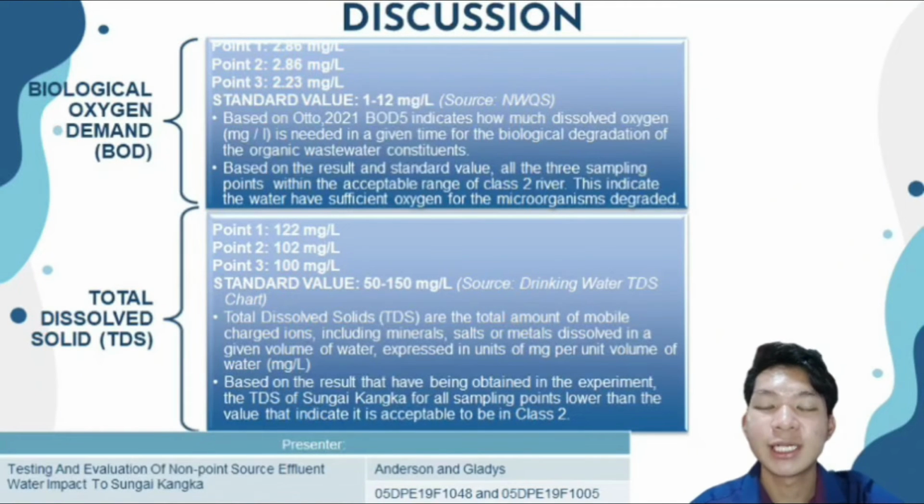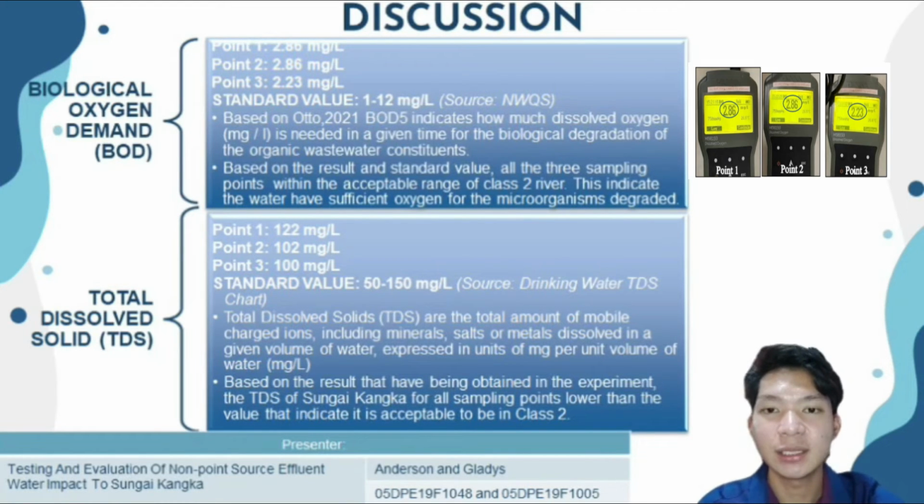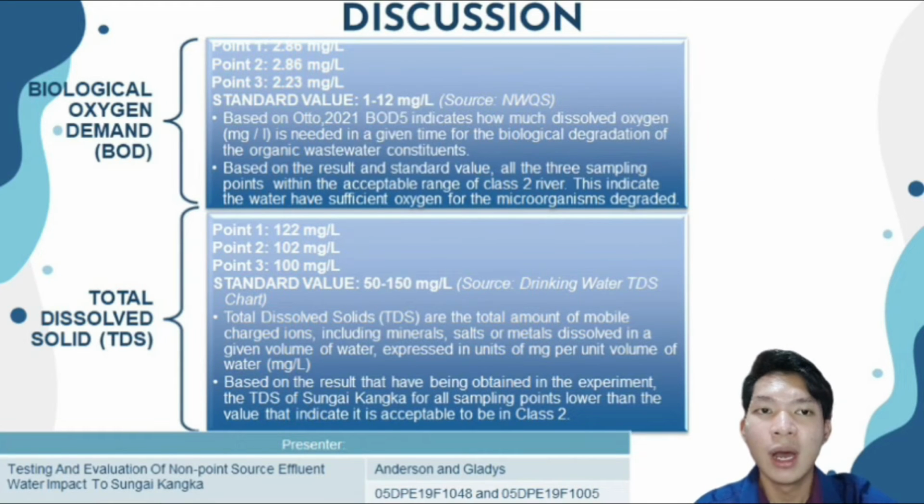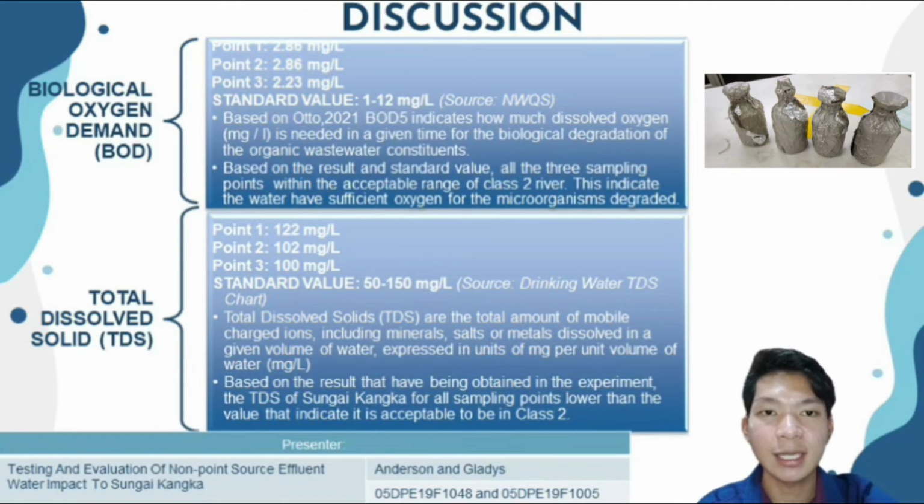Next is biological oxygen demand, BOD, for the discussion. Point 1 is 2.86 mg per liter. Point 2 is also the same, 2.86 mg per liter, and point 3 is a bit lower, which is 2.23 mg per liter. And the standard value is 1 until 12 mg per liter based on the NWQS, which is National Water Quality Standard. And our discussion is based on Auto 2021.